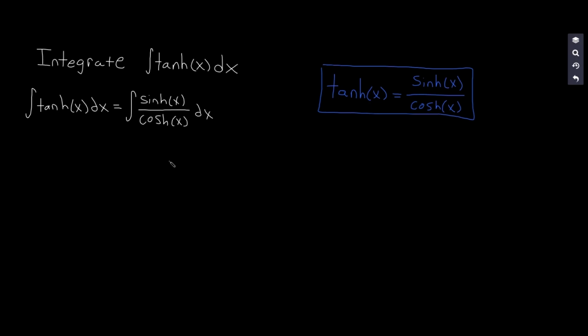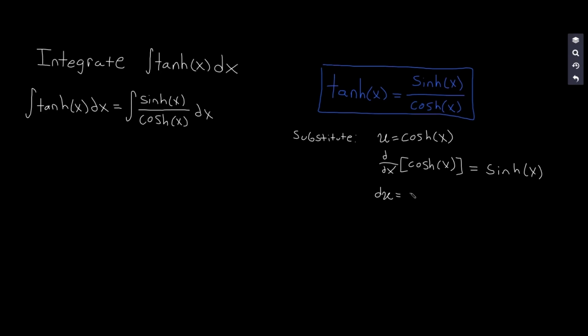Anytime we have a fraction where the numerator is the derivative of the denominator, or a constant multiple of the derivative of the denominator, we'll likely use u substitution. We know that sinh of x is the derivative of cosh of x. Therefore, we're going to set u equal to cosh of x. Now we'll take the derivative of cosh of x.